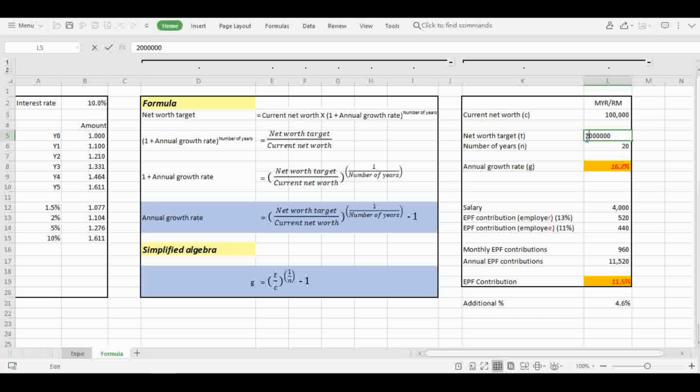So let's go back to 1 million, and let's say you want to retire early, you want to do it in 10 years. So the annual growth rate that you need is 25.9%. So you can just tweak these two inputs accordingly, so that you can really see how much you can actually achieve. But please set reasonable targets and annual growth rates, so that you don't stress yourself too much, and it is something that is achievable over time.